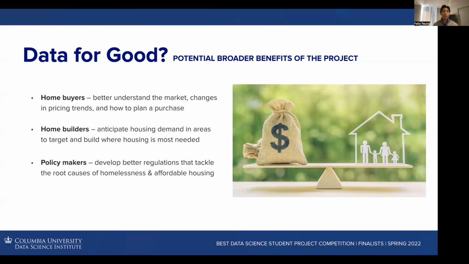For home builders, we want to help them better anticipate supply and demand areas so that they can build houses where it is most needed. And lastly, for our policymakers, we want to help them understand exactly what is going on so that they could develop better regulations that could tackle homelessness, income, unemployment, to lead to more affordable housing and better access for housing for all.